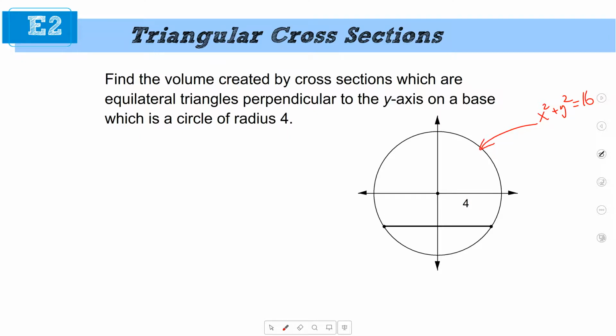I chose, well, I didn't choose. The problem says I want my triangles to be perpendicular to the y-axis. So I've got that big fat bold segment in there, which means it's horizontal. Should I be working in terms of x or in terms of y? Y. So this point is going to be something, comma, y. And what is that something? That something would be the square root of 16 minus y squared.